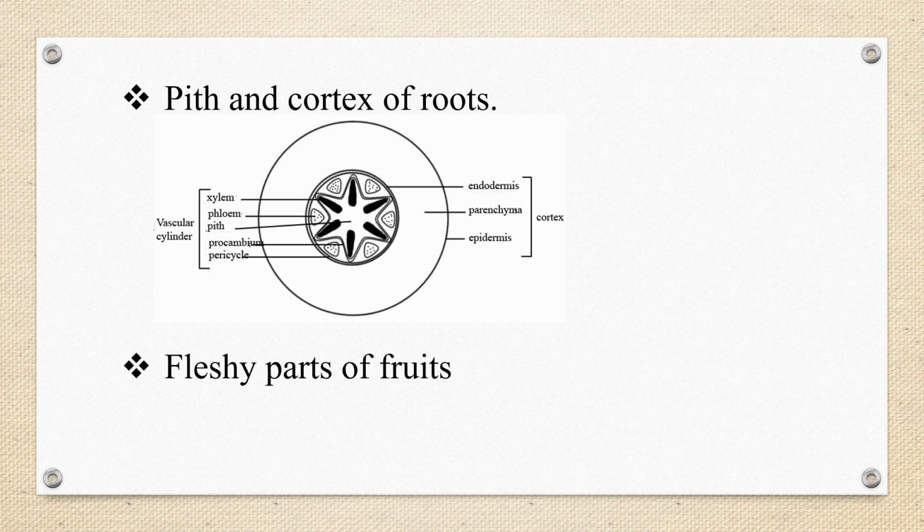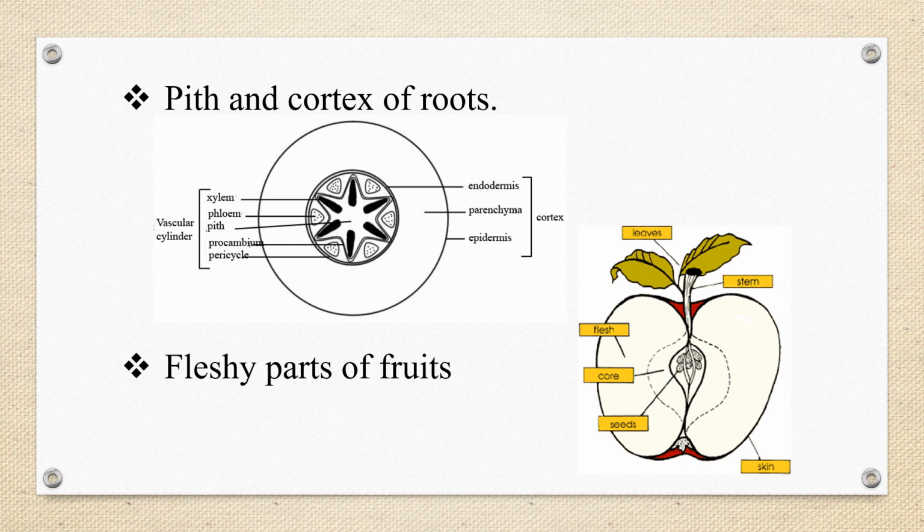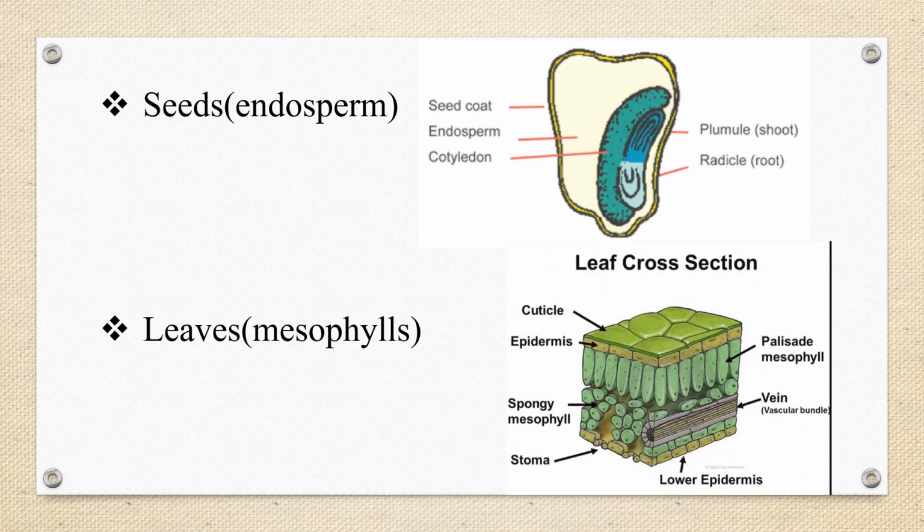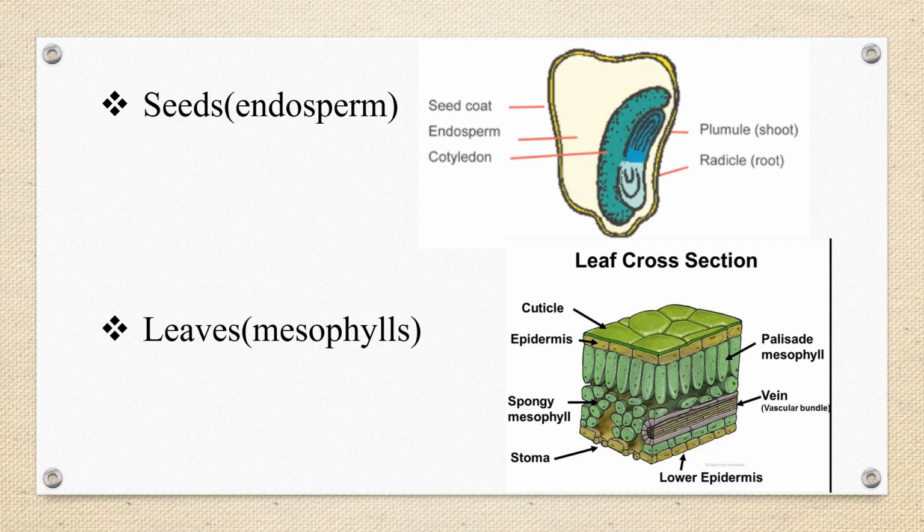Fleshy parts of the fruits also composed with parenchyma tissue. In this picture you can see the fleshy parts of the fruit. This fleshy part is eaten by us. Endosperm of seeds are also composed with parenchyma tissue. You can see in this picture the endosperm of the seed. And also mesophyll of the leaves are also composed with parenchyma tissue. In this picture you can see a cross section of a plant leaf. There are spongy mesophylls and palisade mesophylls.